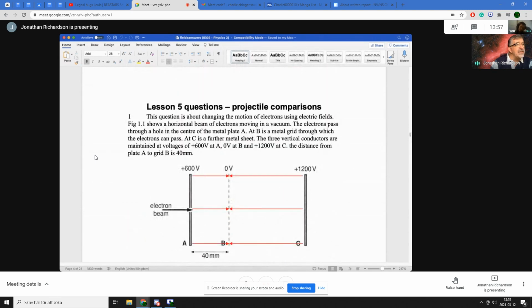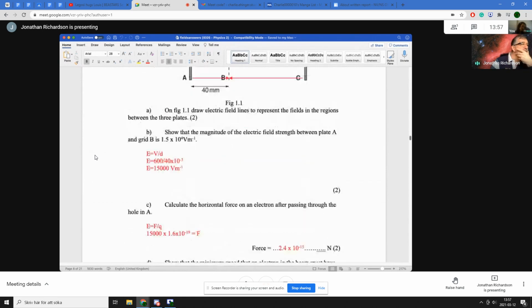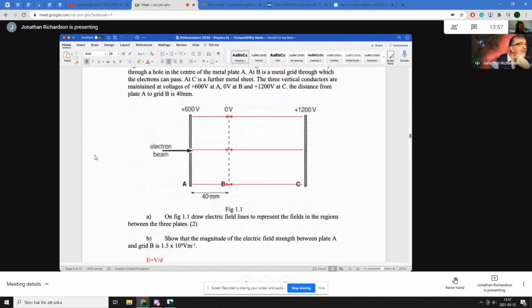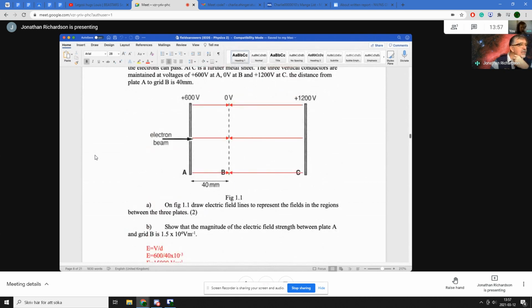Projectile comparisons. Okay, all this is doing is trying to give you the equivalent to what we would have found in mechanics. So if we fired an electron beam through here, the interaction of that beam would allow us to equate that to the action of a projectile inside a gravitational field.